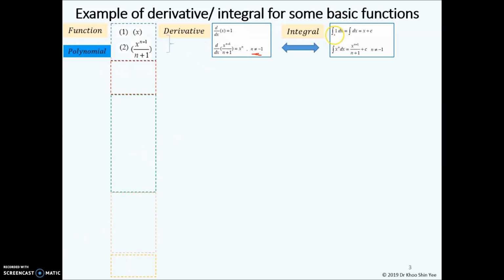So in this case, if you integrate 1 with respect to x, you should get the answer x plus c. Let's say you integrate x to the power of n, and your n is equal to 5. You should get x to the power of 5 plus 1, which is 6, divided by 6 below. So this is your answer, and don't forget the constant. If let's say your n is equal to -1, then this formula cannot be applied.